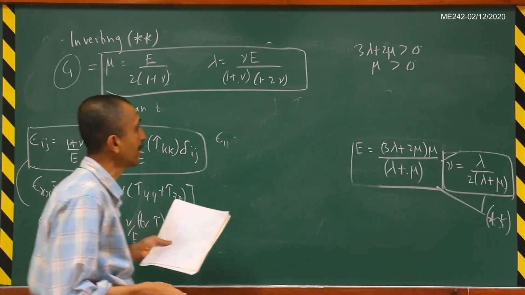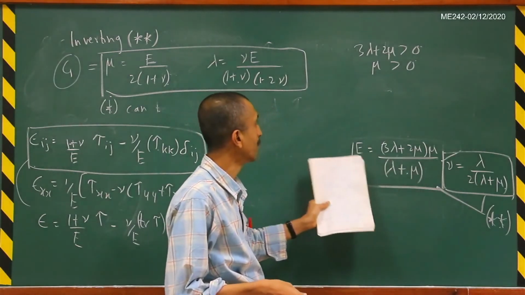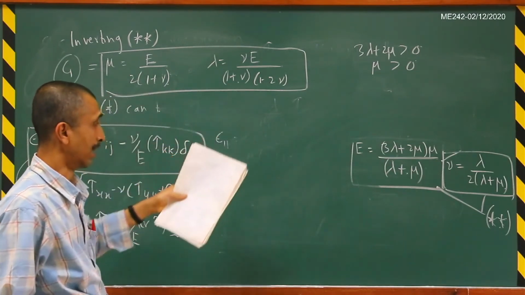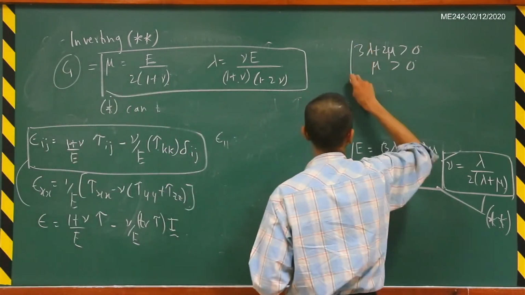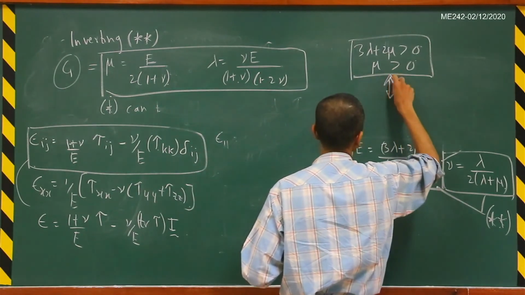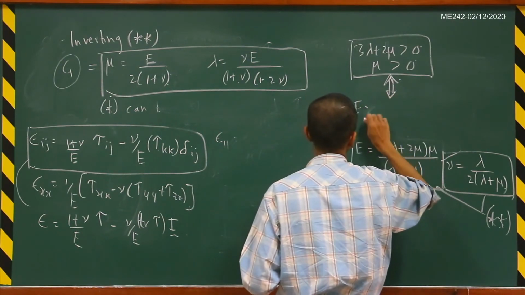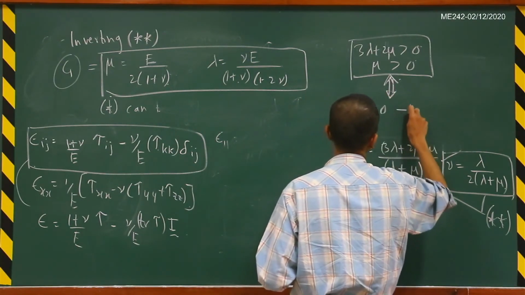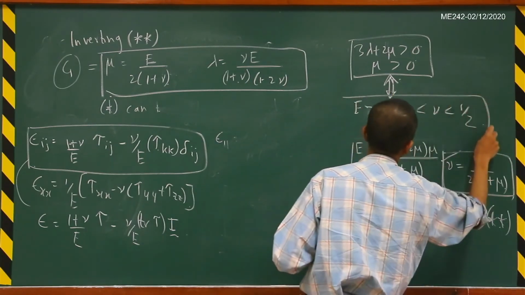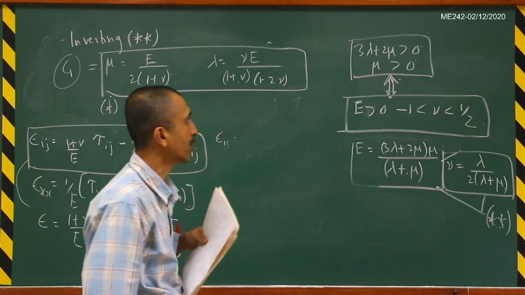Now, basically, see, now if you use these relations, right, E in terms of lambda and mu or lambda and mu in terms of E, then these relations will imply, so this is if and only if, okay, E greater than 0 and minus 1 less than mu less than half. Okay, so this is what you will get. So these are the bounds that you will get.